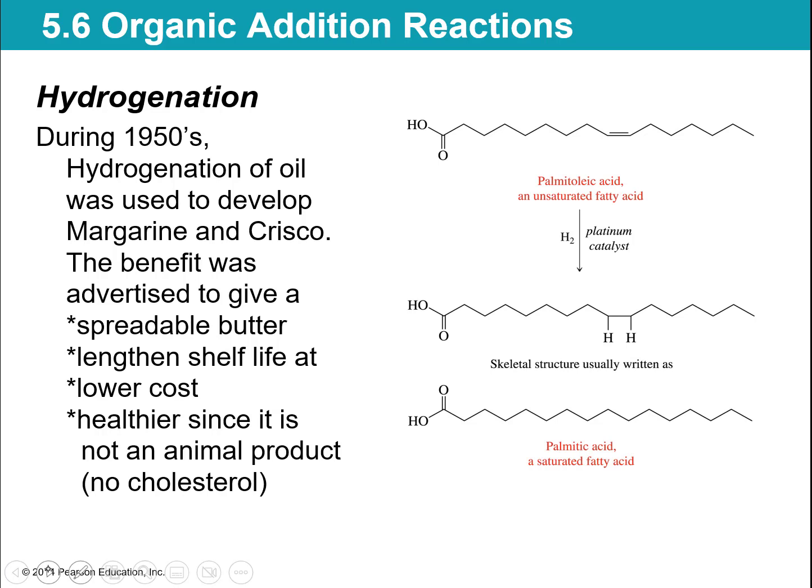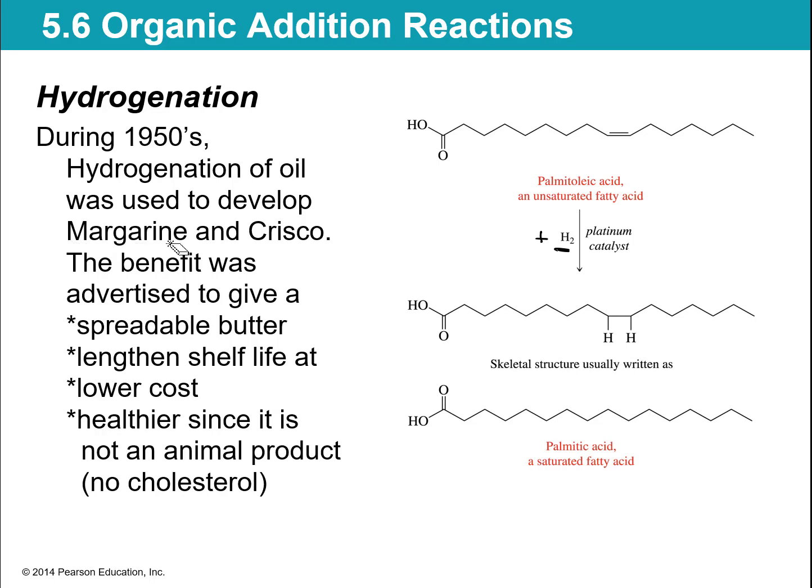So they said, oh, here's something we can do. We can actually take this oil and hydrogenate it. Hydrogenating it means we're going to add hydrogen. We're going to convert the unsaturated fatty acid into a saturated fatty acid. And in doing that, something that was a liquid will now have all single bonds and it can become a solid. If we add a little bit of flavoring to it, it'll taste kind of like butter. And this was the development of margarine.